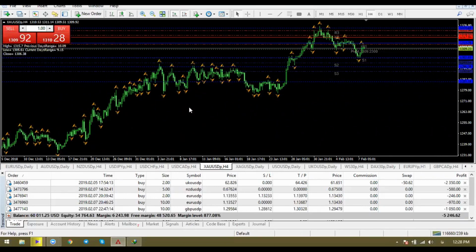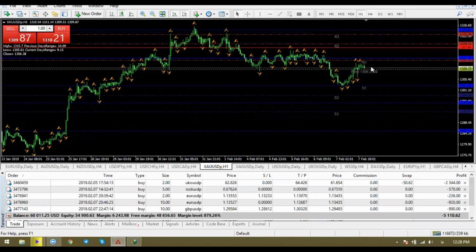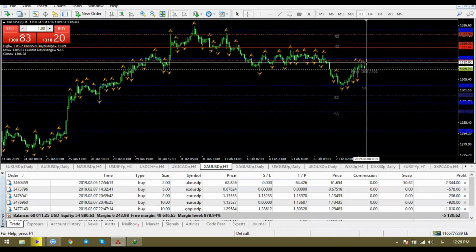You said, where should the gold be finished tonight? The gold should be finished tonight in this same zone, this same price zone. If it hits there tonight, like 1,312.20, it would be better tomorrow.